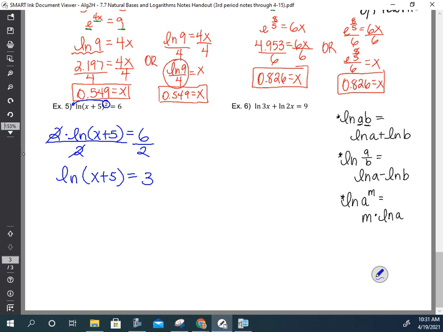All right, let's carry on with the rewriting. Natural log has a base of e. That's your y component. That's your x component. Here, e to the third power equals x plus 5. So this becomes a relatively easy calculator problem. E to the third power is 20.086.